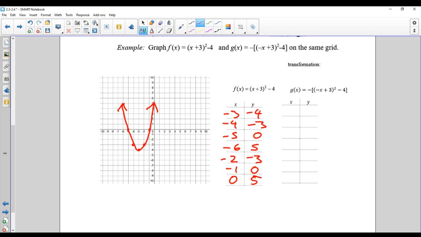And the question I just got from Suchir is an excellent question. Is it going to make a difference whether I do it the other way first? The answer to the question is no. It doesn't make a difference. You end up with the same graph. So I'm going to go ahead and basically change all my signs. Every sign gets the opposite sign. Instead of -3, -4, it becomes 3, 4. -4, -3 becomes 4, 3. -5, 0 becomes 5, 0. -6, 5 becomes 6, -5. I'm just changing all my signs. 2, 3, 1, 0, and 0, -5.